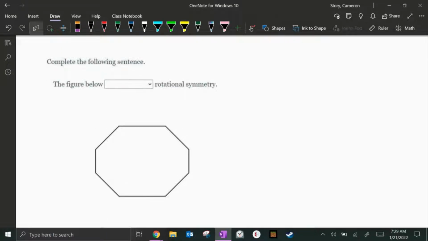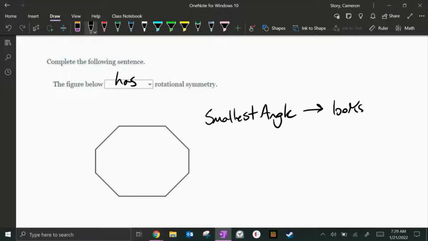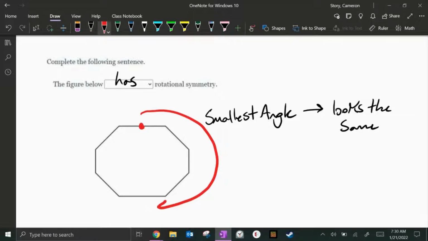Let's see. This has rotational symmetry. So we have to figure out the smallest angle. And remember, this is for when it looks the same. If that number is 360, then it does not have rotational symmetry. But in this case, I think if we just turn it 180, like if we take this point and rotate it so it goes down here, I believe 180 degrees, or 360 divided by 2, is going to be my smallest angle here because the shape will look the same after that rotation.